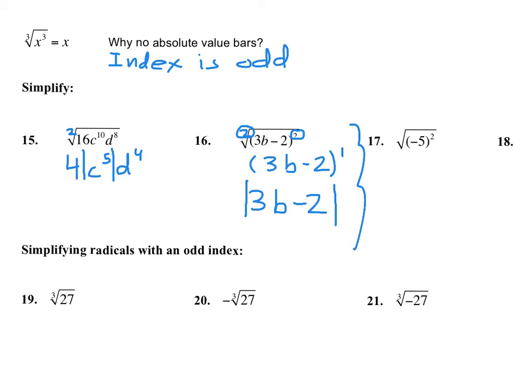Alright, so following the order of operations, this whole thing gets squared. So negative 5 times negative 5 is positive 25. The square root of 25 is only the positive square root, since we're simplifying. So the answer is 5.